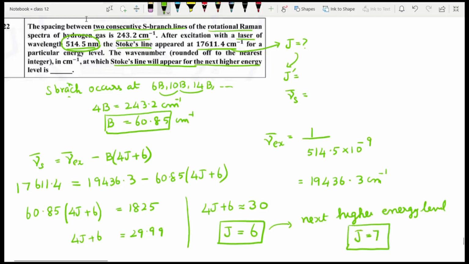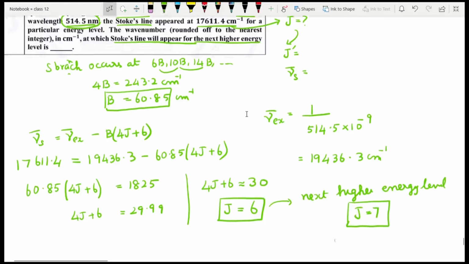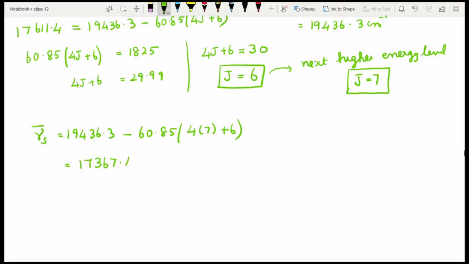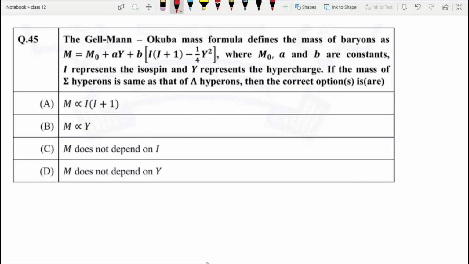Now we have to find the wave number. The Stokes line is equal to 19436.3 minus 60.85 into (4 times 7 plus 6). By simplifying, we get 17367.4 cm⁻¹.